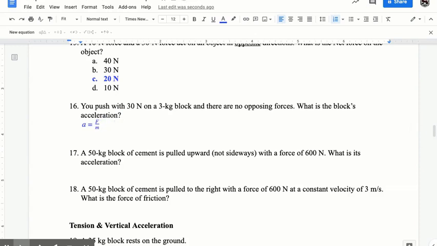This 30 newtons, well, what is that? Well, newtons is a unit of force. And I have 3 kilograms. Well, kilogram is a unit of mass.